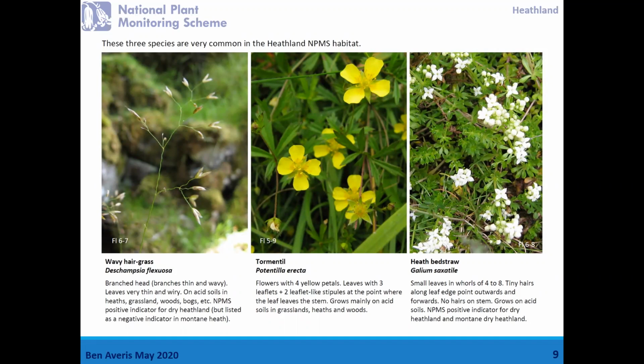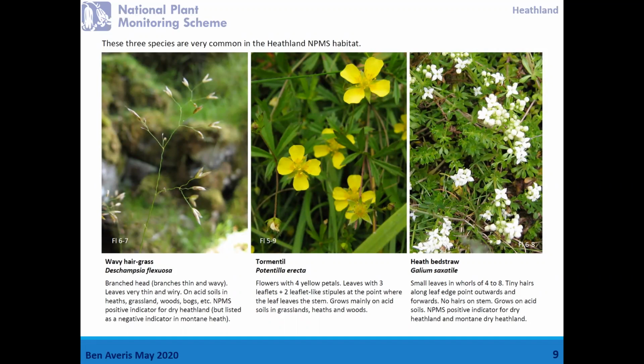Heath bedstraw, a creeping little bedstraw with leaves in whorls of up to eight. The young growth tends to have only about four, and that's when you start getting more leaves to a whorl. It's got a very smooth feel compared to some other bedstraws that have a rather rough texture. The ones with the rougher texture have tiny prickly hairs that point backwards, either on the leaves or on the leaves and the stems. On the heath bedstraw, the stems don't have hairs. The leaves do have tiny hairs on their edges, but they point forwards.